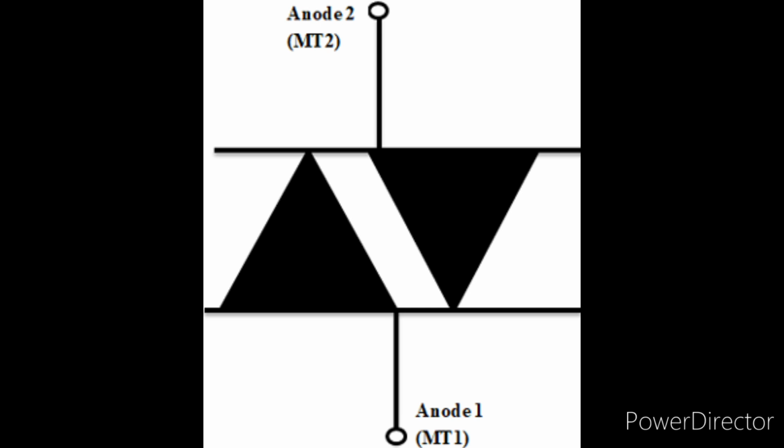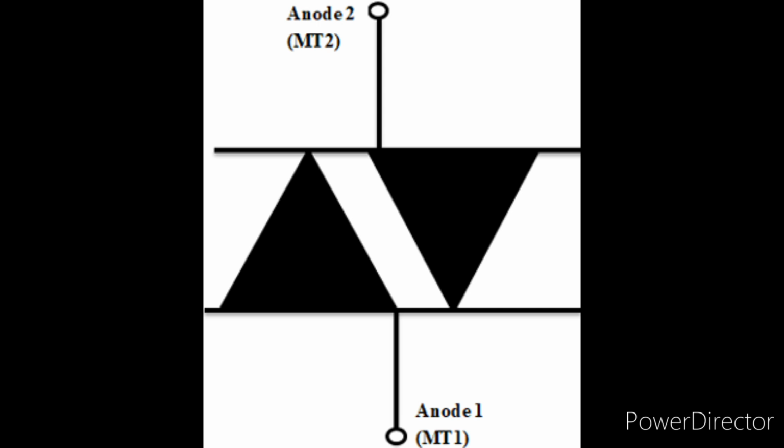The figure represents the symbol of the DIAC. You can observe the two diodes are parallel and opposite to each other. Unlike triac, which had three terminals, DIAC has only two terminals.